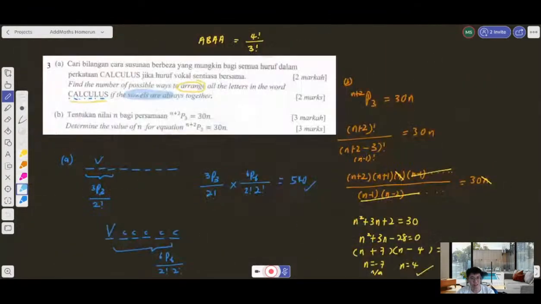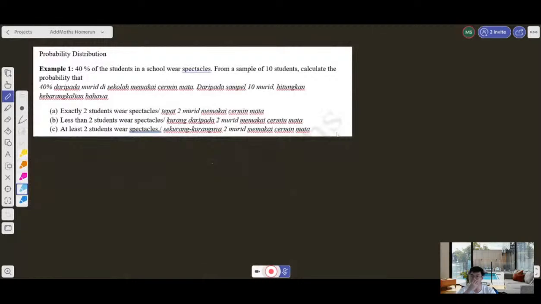And yeah, so this is the first question we see here. 40% of students wear spectacles. We know that this is talking about percentage, one part and another part. So here we say percentage of spectacle wearing, and another part is spectacle not wearing. And I have 10 students in total. So A, exactly 2 students, P(X=2). I got exactly 2 people wearing spectacles. So 10C2, 0.4 power 2, 0.6 power 8. 10 minus 2, 8. So you just press your calculator, get the answer.